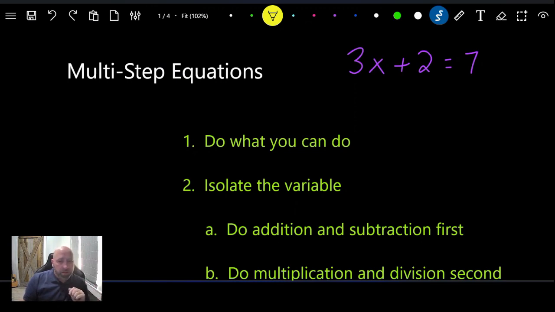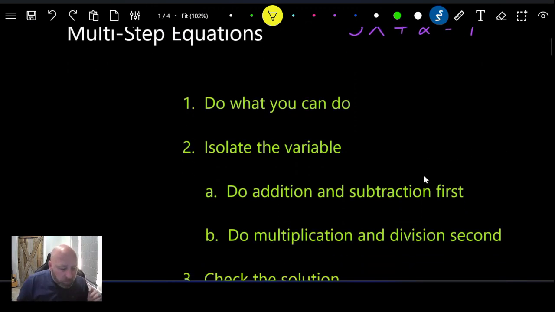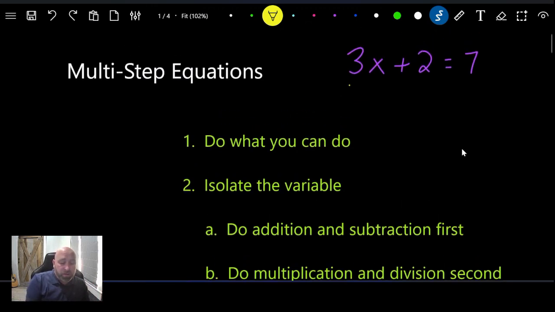So you'll see here in these steps. Number one, do what we can do. What is that step? Well, that step is to solve anything that you can solve. In the one I wrote out up here, there's not really anything that we can solve. If this said 7 plus 1, then we could solve 7 plus 1. But right now, I can't really do anything. I don't know what 3 times x is. I don't know what 3x plus 2 is. And there's nothing over here with the 7. So I can't really do anything yet.